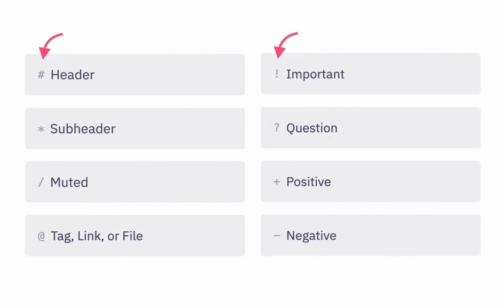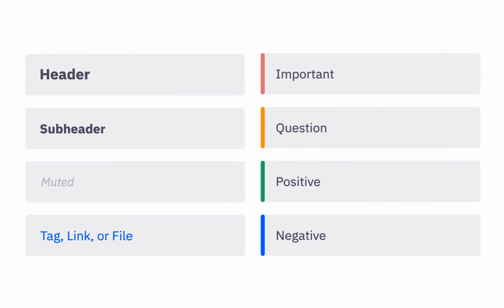You can just enter one of these special characters at the beginning of the card text to give it a style. The character will perform its function and disappear automatically. It is quite handy, right?